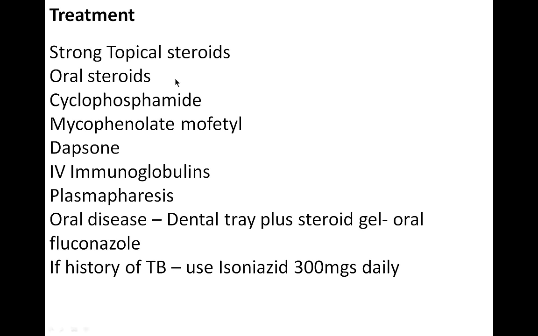Azathioprine can be used. I haven't got that up there. And mycophenolate mofetil is the other one that's used. This is an immunosuppressant used in transplant patients. You'd need to check up on doses and the like, but it's just another one that can be used, and you can gradually reduce your dose of oral steroids.